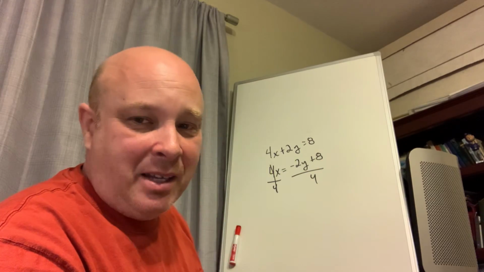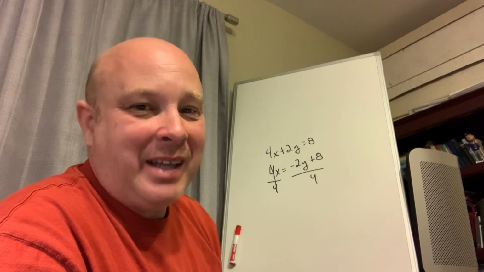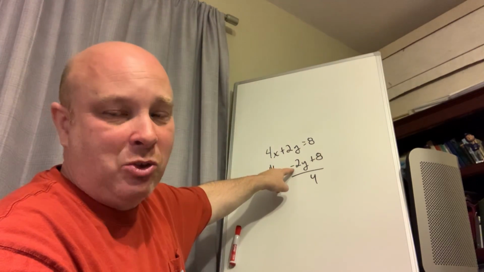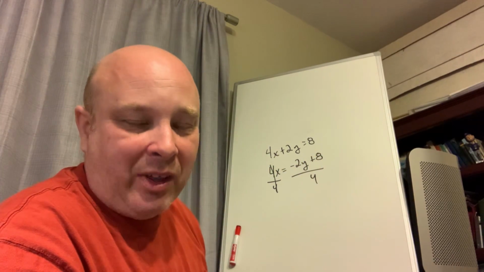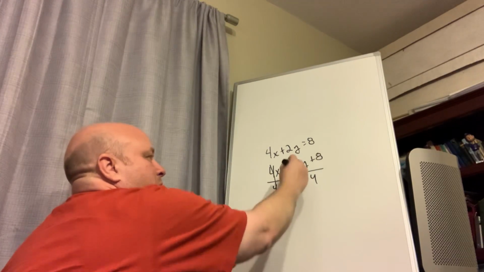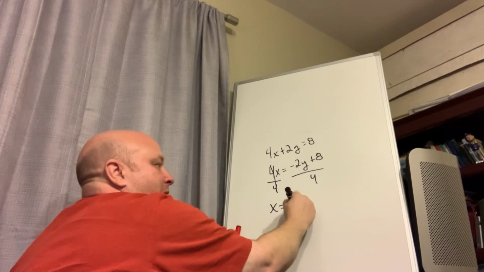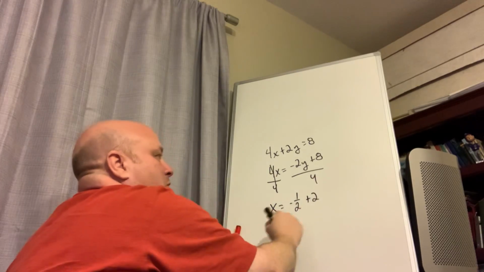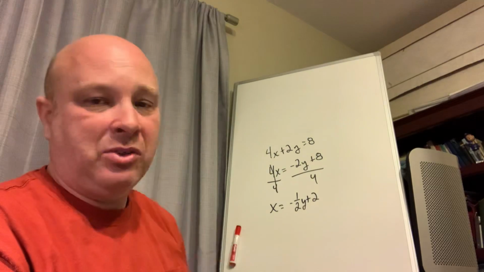If I'm going to divide this expression by 4, it's really simple. What I do is I divide each term by the number on the bottom. In other words, I'm going to divide negative 2y by 4, and 8 divided by 4. So it looks like I'm actually doing two problems this way. This is going to give me x equals negative 2 divided by 4, which is negative 1/2 y, and 8 divided by 4 is a positive 2. So x equals negative 1/2 y plus 2.